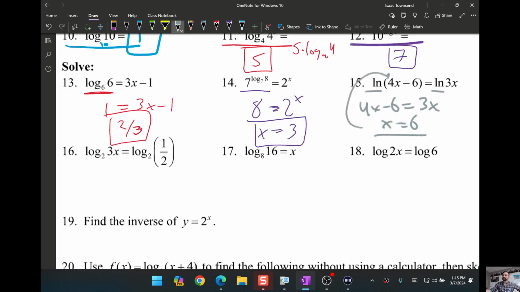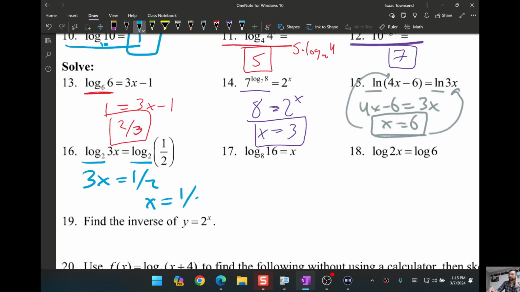When I plug this in, I get the natural log of 18. Over here I get the natural log of 18. Nothing's wrong with that. I can take the log of 18. I can't take the log of 0. I can't take the log of a negative. Same idea on number 16. Log base 2 is already equal to log base 2. So I would just need to make sure that 3x equals a half. Divide both sides by 3.